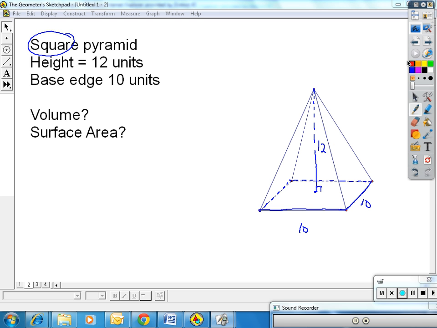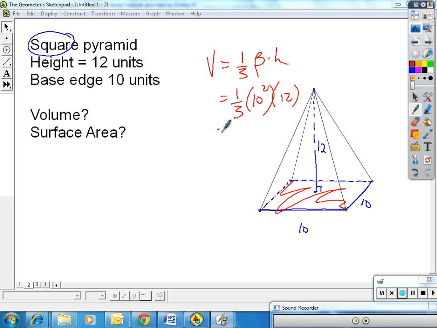So it's as easy as it looks. Volume equals 1/3 area of the base times the height. 1/3, 10 squared is the area of that base, times the height of 12. That is 1/3 times 100 times 12. 12 divided by 3 is 4, so this is 4 times 100, or 400 units cubed.